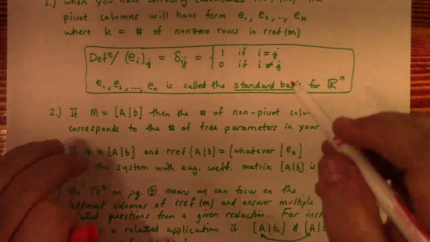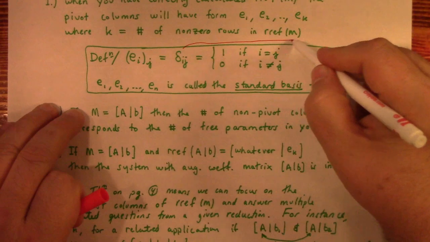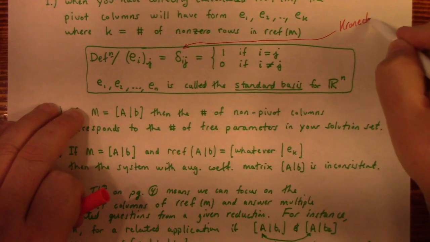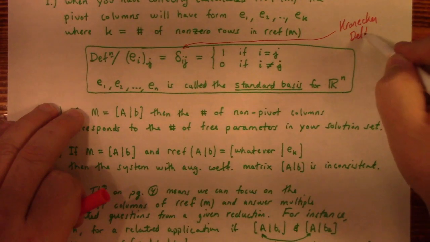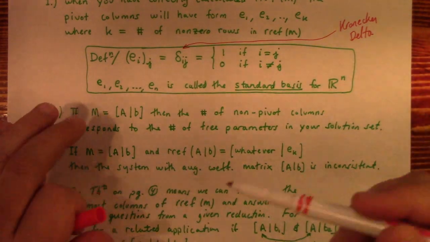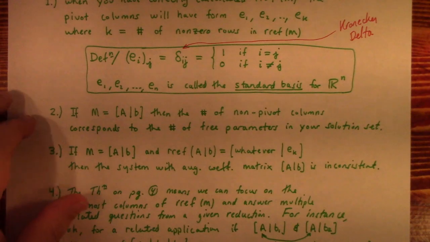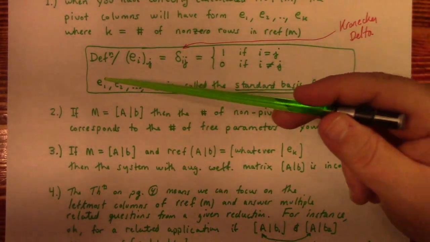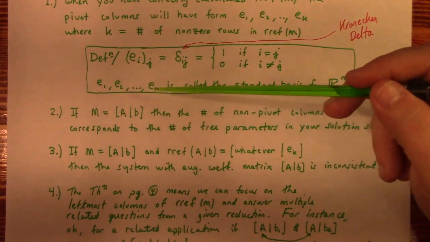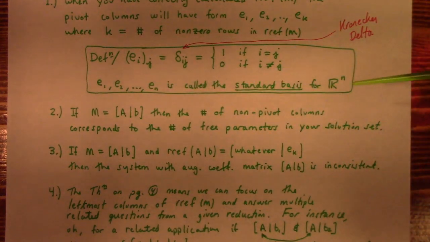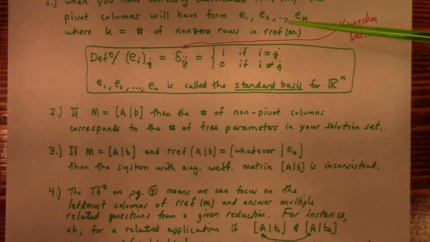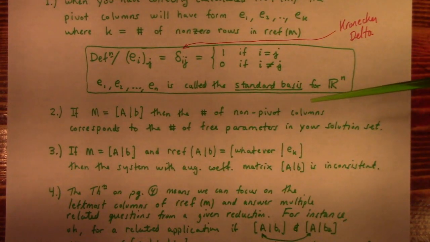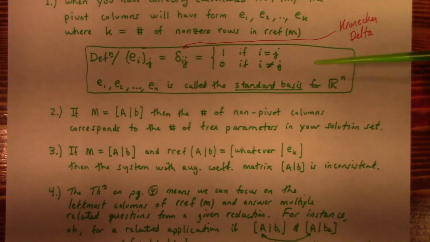Fine, I'll spell it out. This is the Kronecker delta. It's one of my favorite things. The Kronecker delta, simple enough, is 1 if i equals j and it's 0 otherwise. And if you take the collection e1, e2, ..., en, this is the so-called standard basis for R^n, all right? So your pivot columns will be a subset of the standard basis of R^m if you have an m by n matrix.